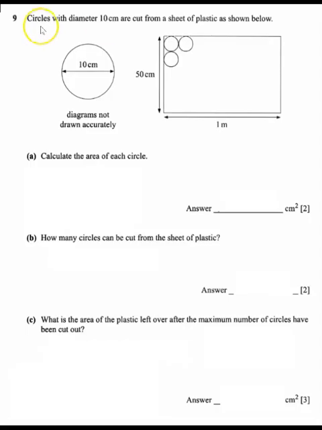So question 9, it says circles with diameter 10 centimeters are cut from a sheet of plastic as shown below. Calculate the area of each circle. So what we need is the formula for the area of a circle, and it's area equals pi r squared. So we need the radius for this. You can see in this circle here, it's the diameter. So we need to half the 10 here. So half of 10 is 5, and that's what we put into our formula. Put it into a calculator, and this is what you get. So that's the area of one circle.